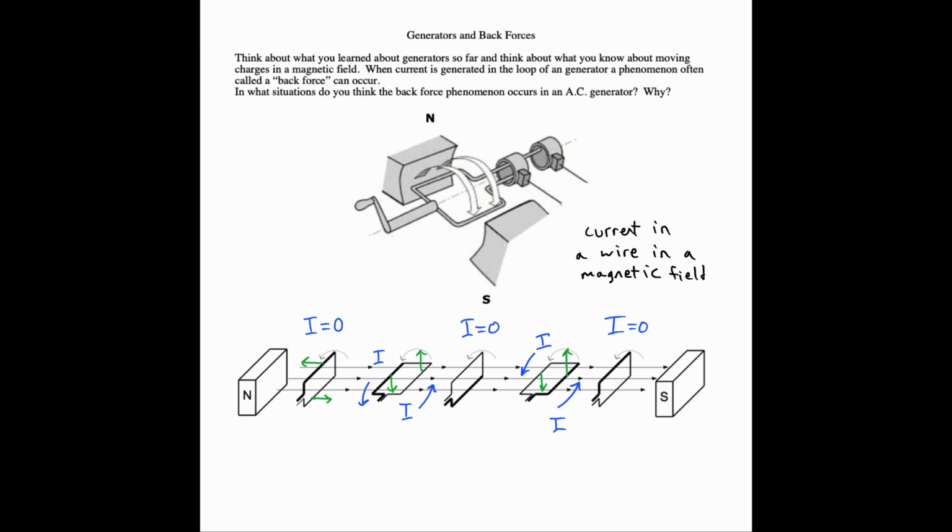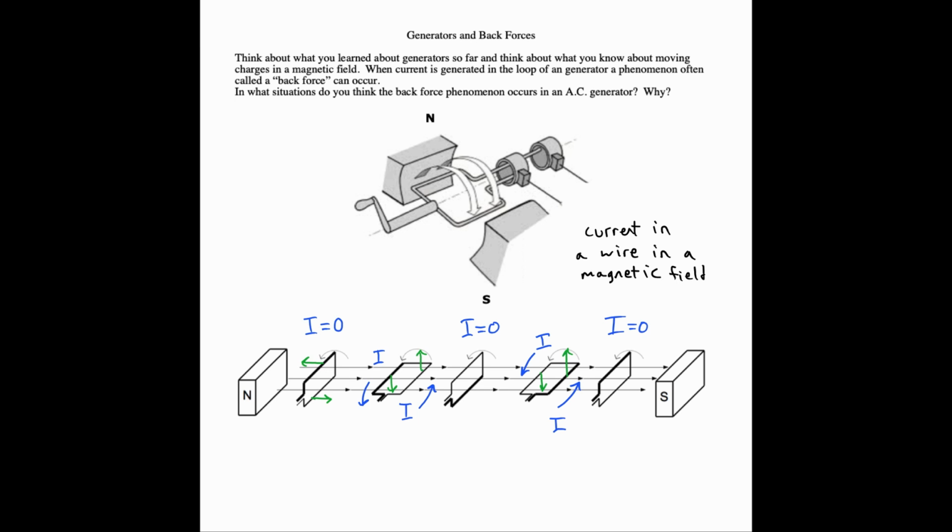Well, notice that the generator generates a current in a wire in a magnetic field. That's its whole purpose, is to take mechanical work and transform it into electrical energy. But since we have a current in a wire in a magnetic field now, that current can cause there to be a force on the wire. It doesn't come from mechanical work being done on the system. It comes from the magnetic field.